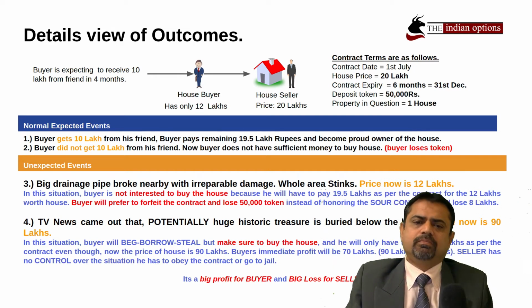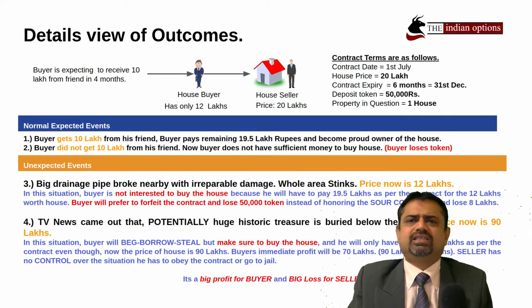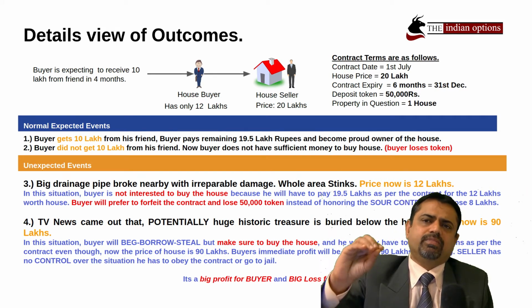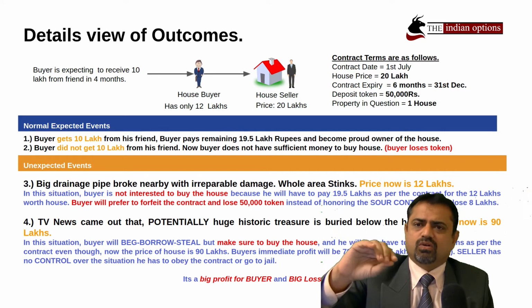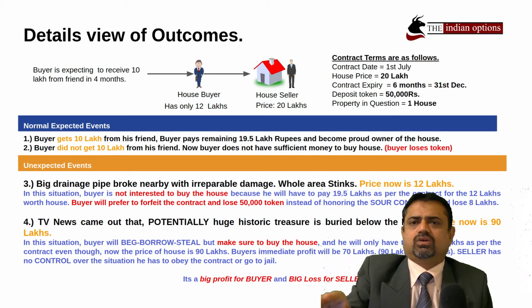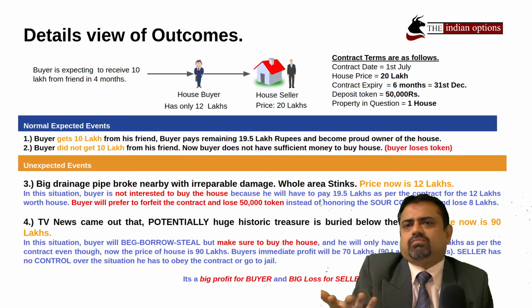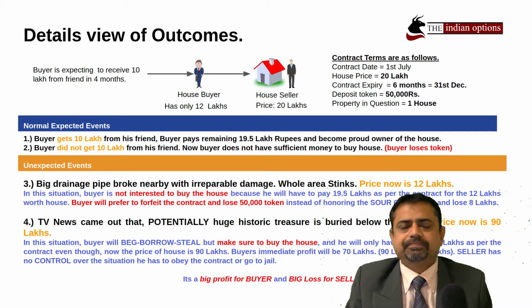But now the buyer is going to use some common sense. Why waste 8 lakh rupees by going ahead with this contract? He'll just say, Mr. Seller, okay, keep that 50,000. I'm not interested in buying your house now. So please keep that 50,000. I'm okay with that. So it's very common sense, right?